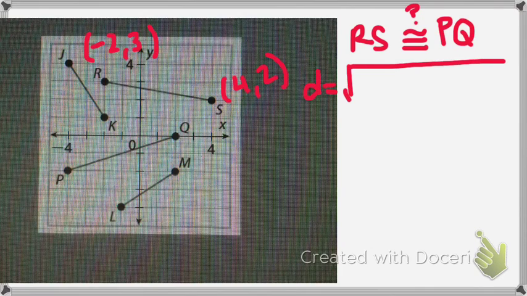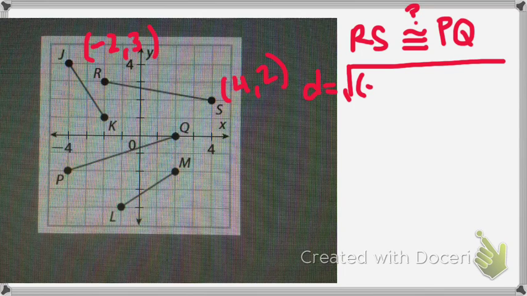to label the points. So this point over here for S, this is (4, 2). Okay, and this point over here for R, this point is (-2, 3). Okay, then what I would want to do is plug these 2 points into the distance formula and evaluate the distance formula. So I'm going to go ahead and plug them in.